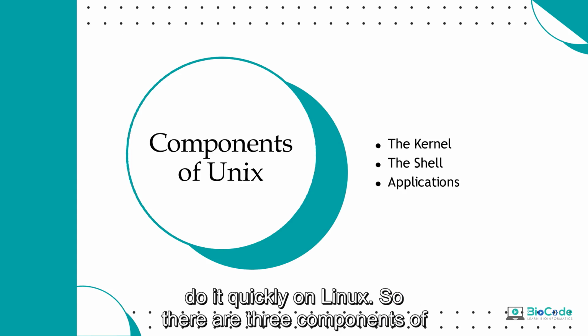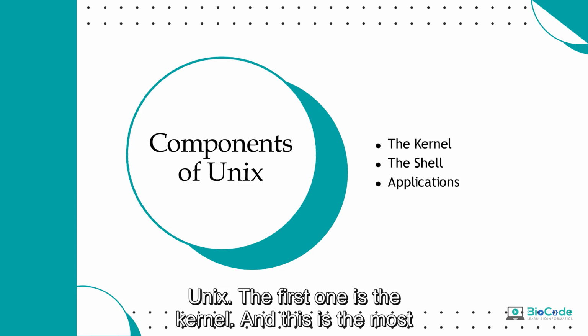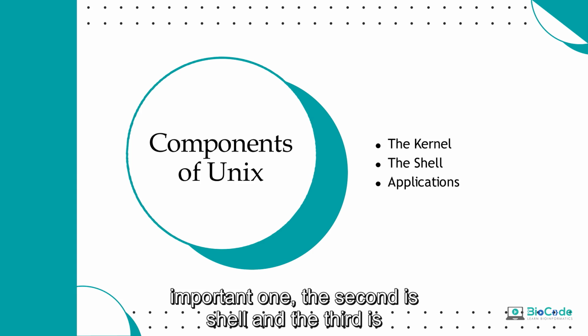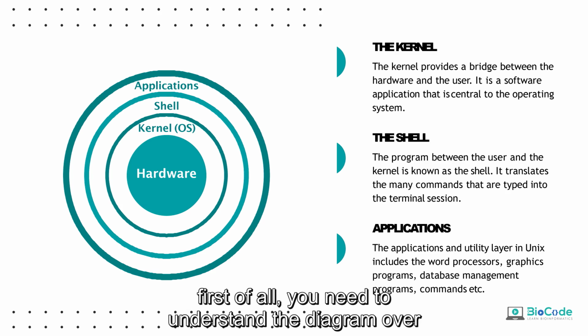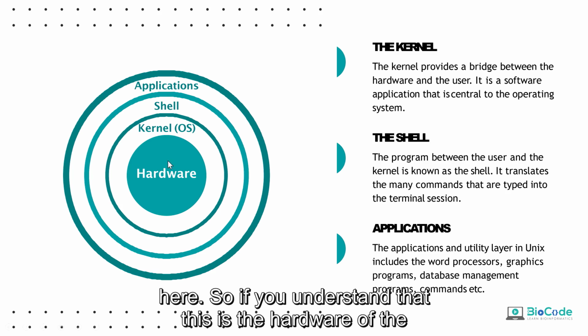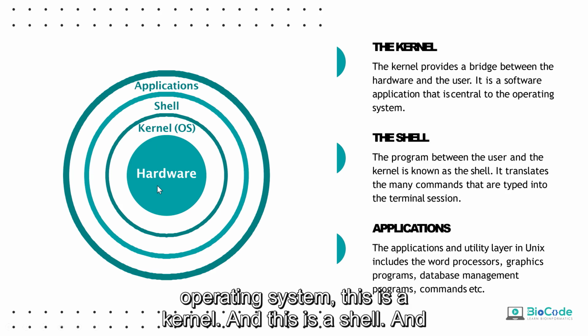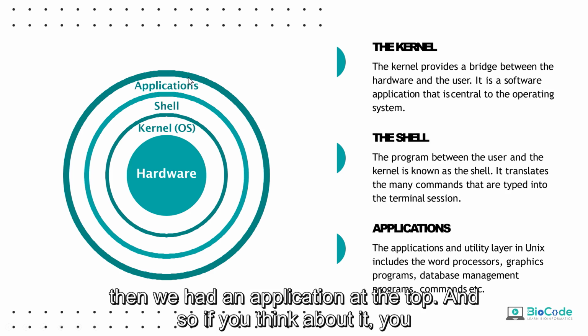So there are three components of Unix. The first one is the kernel, and this is the most important one. The second is the shell, and the third is the application. I will describe each of them in detail, but first you need to understand the diagram over here. This is the hardware of the operating system, this is the kernel, this is the shell, and then we have the application at the top.